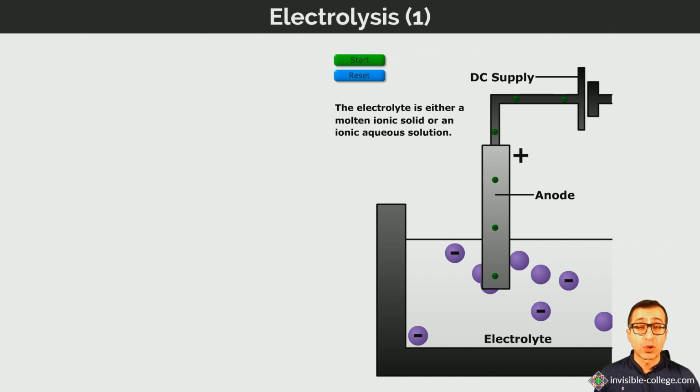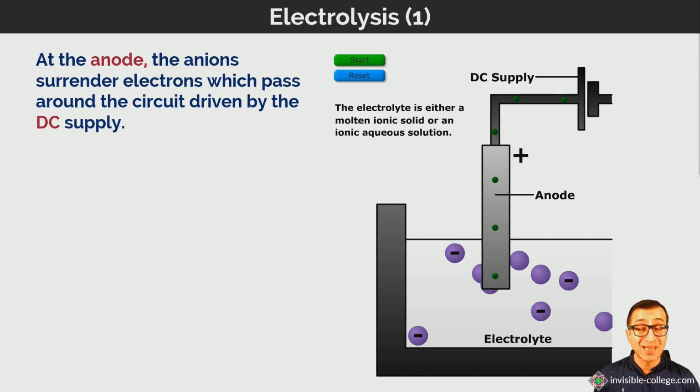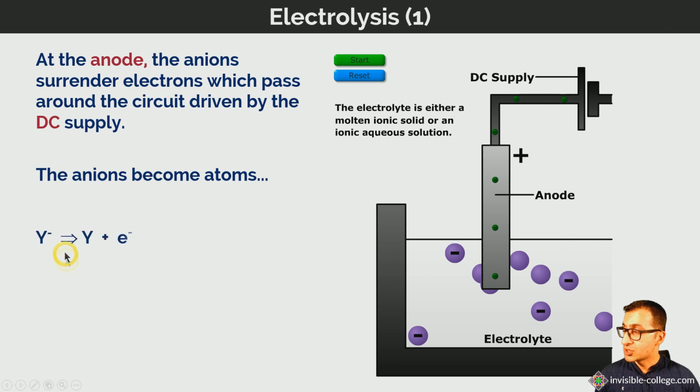At the anode, the anions will surrender their electrons, which then pass around the circuit driven by the direct current power supply. So the anions, because they start off negative and they're giving up their excess electrons, become electrically neutral atoms. So again, in general, what's happening is you have a negatively charged ion, let's just call this Y-, it is giving up its electrons. If it has more than one negative charge, it will give up more than one electron. But essentially, by giving up its excess electrons, these anions are becoming atoms with a neutral electrical charge.